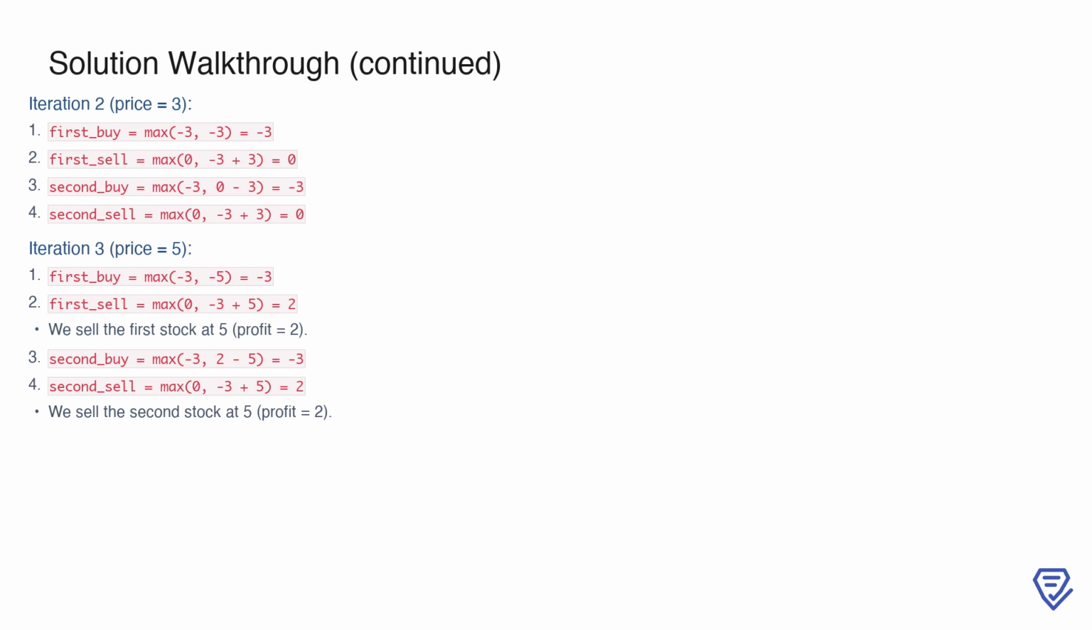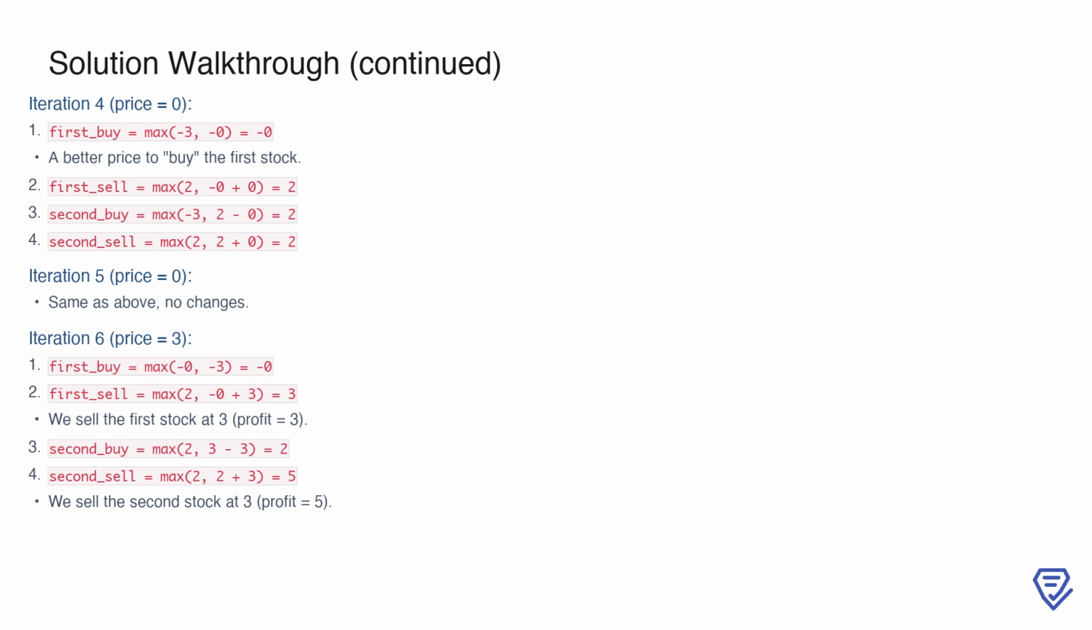For the second transaction, second_buy remains minus 3, as it's the maximum of its current value and the new possible buy value of 2 minus 5, which is minus 3. Finally, second_sell also updates to 2, reflecting the profit from selling the second stock at 5. At this point, we've realized a profit of 2 from both the first and second transactions, and we're ready to evaluate further prices for additional opportunities.